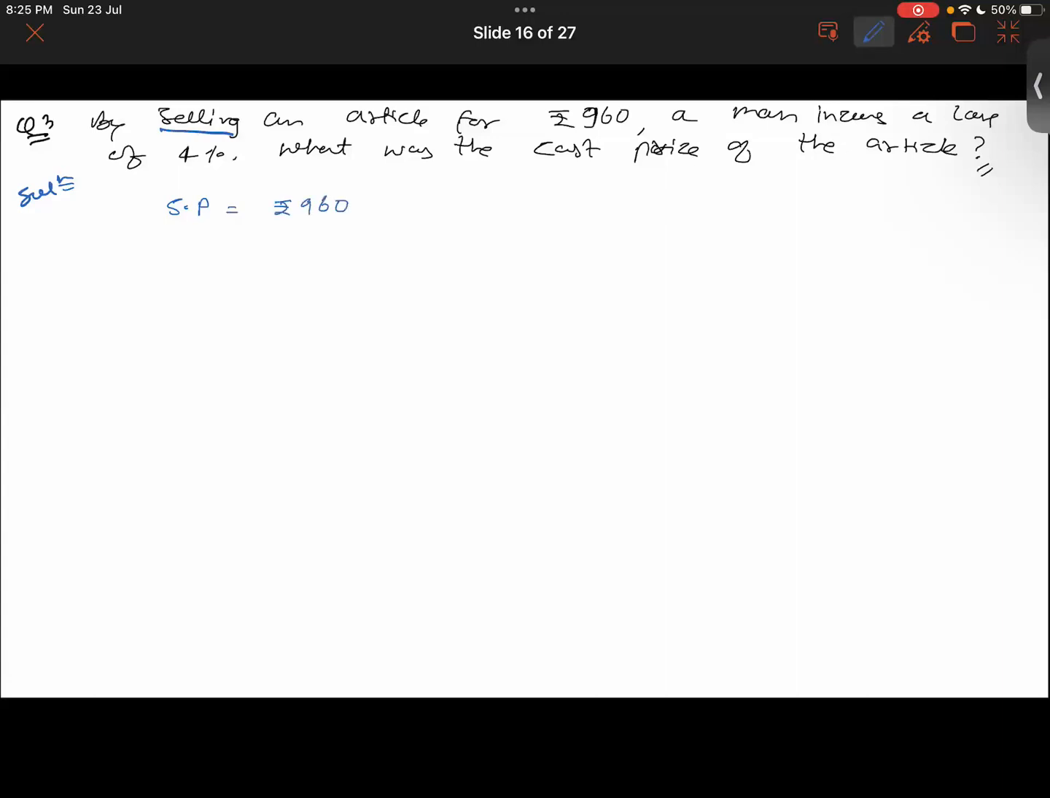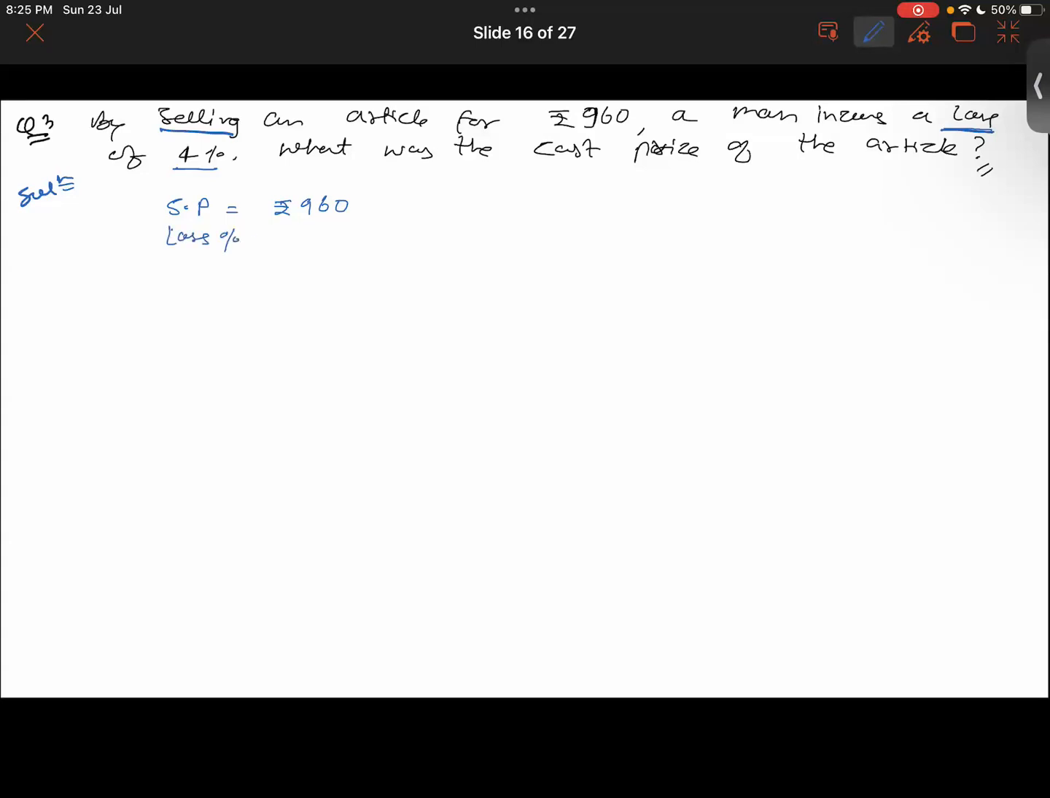And what else is given in the question? And the percentage, the value percentage. Look, pay attention over here. That could be a loss, that could be a gain. What is it? Read the question carefully. Read aloud. By selling an article for 960, a man incurs a loss of 4%. So here loss is given.